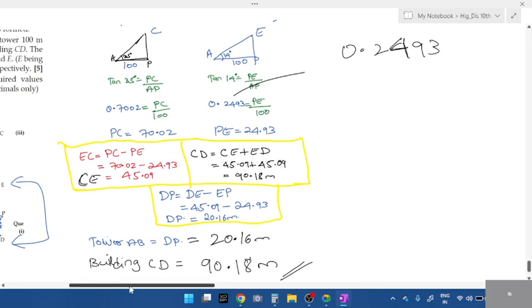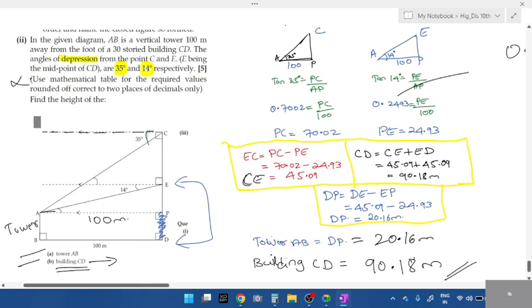Oh, we missed out this part. What is given here? All of you listen. Stop writing. Look at the screen. Use mathematical table for the required values. Round it off to what? 2 decimal places. I forgot about that. Any of our answer is almost the same, students. Round it off to 2 decimal only.